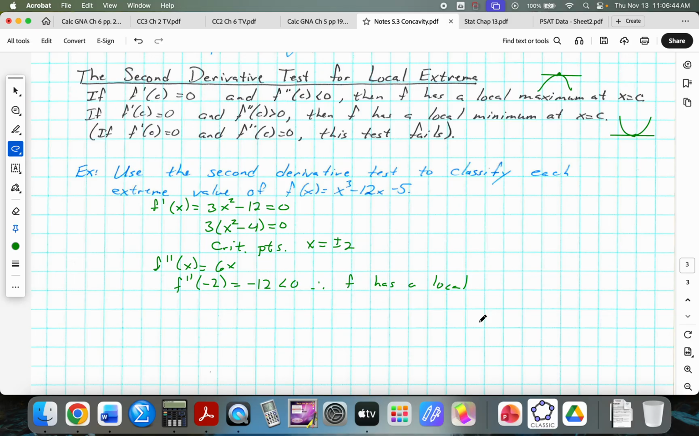what? Maximum. Because the second derivative being negative means that the function is concave down there. So my tangent line's got to be above it, so that's got to be a maximum. On the other hand, f double prime of 2 is positive 12. That's greater than 0. Therefore, f has a local minimum.